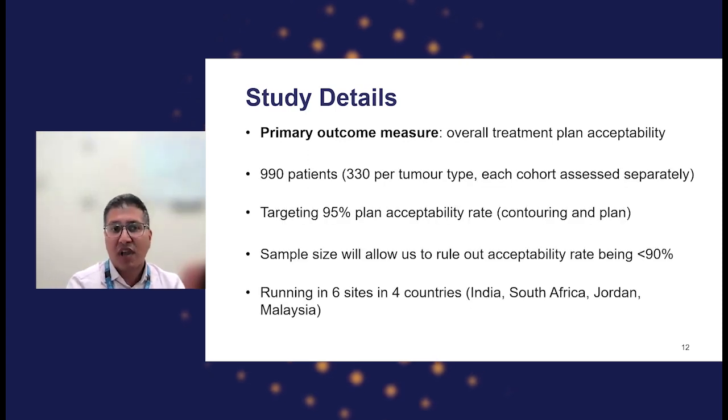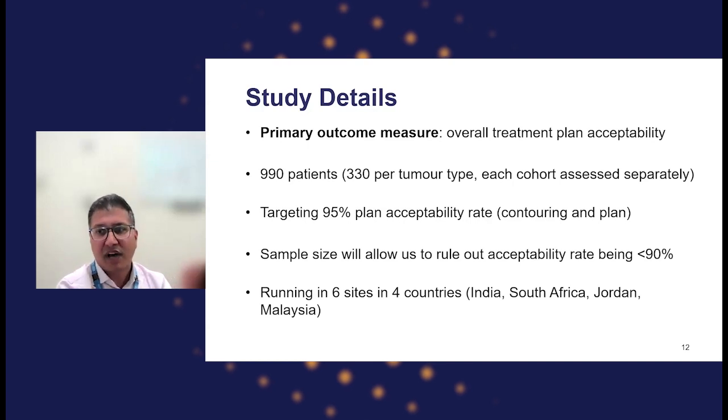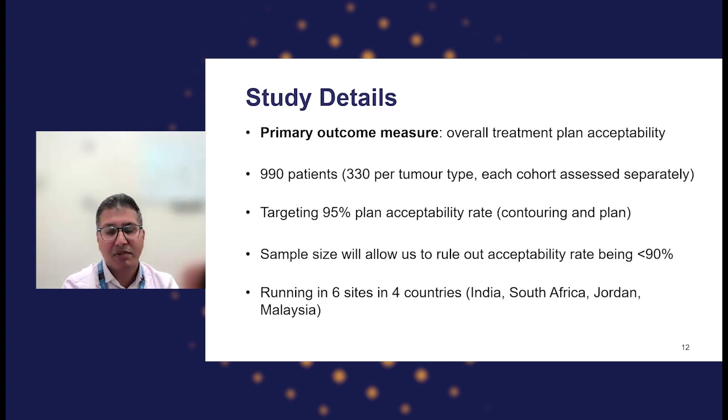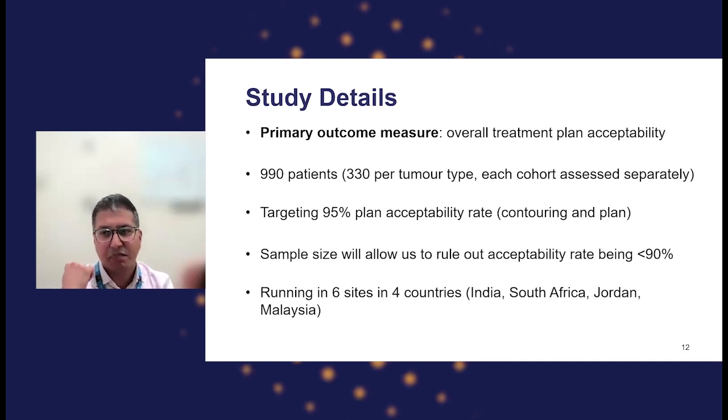We aim to recruit 990 patients, so it's powered with a 95% plan acceptability. So we've got quite a high bar: we would say that 95% of contours and plans together as a composite would be acceptable. And that means we need to recruit 330 patients per tumor type. And the sample size will allow us to rule out an acceptability rate less than 90%.